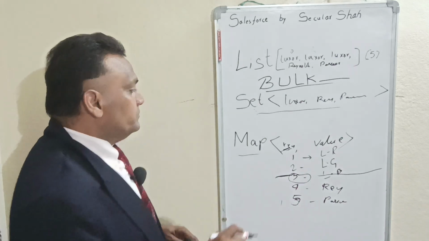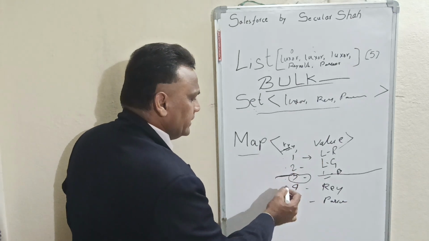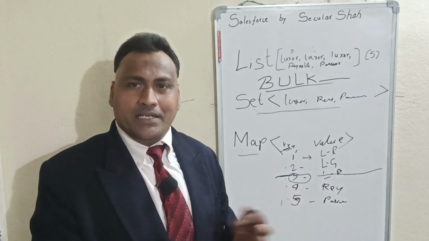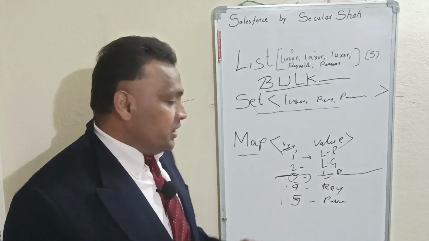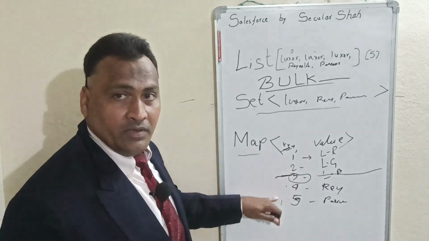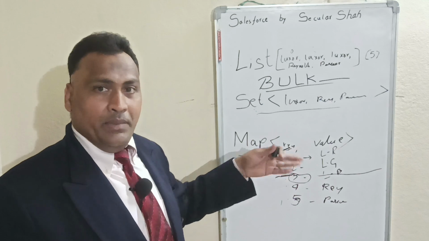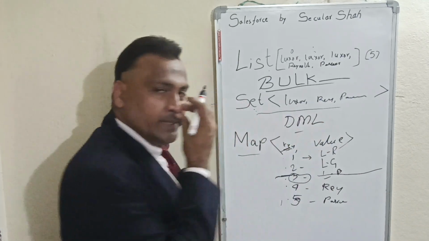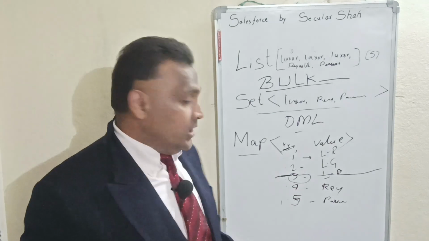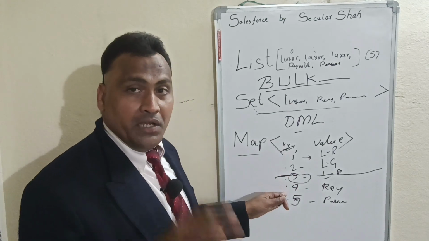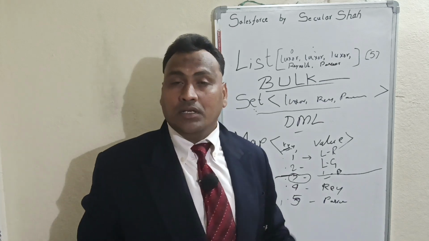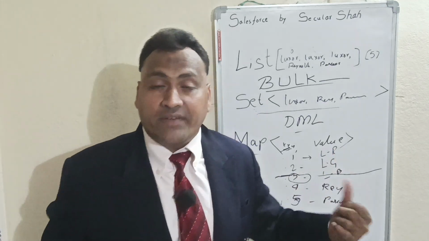For example, here you have 5 records. These 5 records you are inserting or updating or deleting. If you treat them one by one, the DML operations, meaning data manipulation language operations, insert, update, so for 5 records you are hitting 5. Like that, if you have 500 records, you are doing 500 inserts, 500 updates.